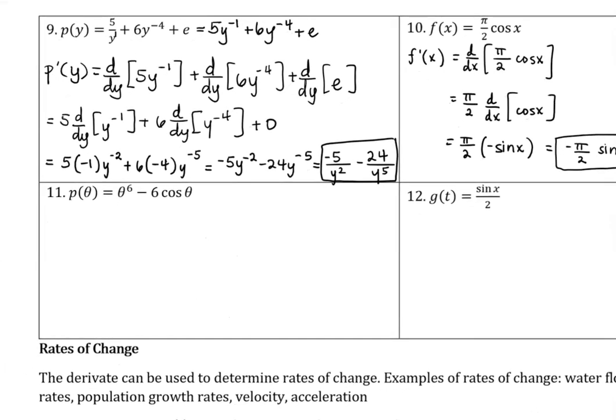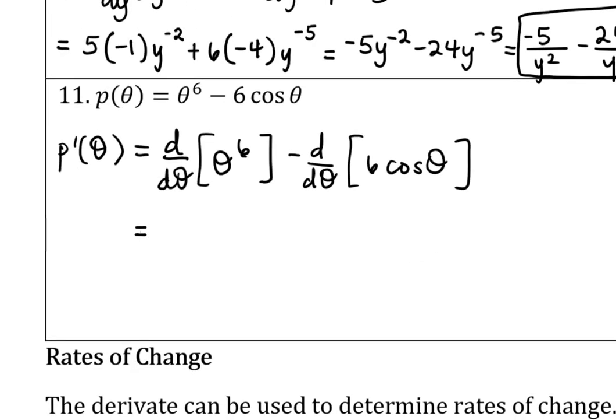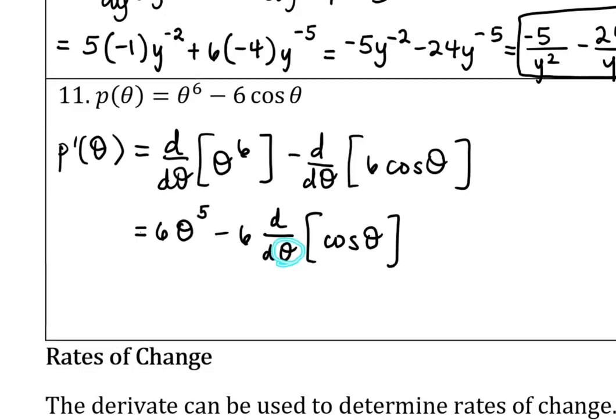In example 11, I will get started by applying the derivative operator to each term. In the first term, I'm going to use the power rule to take the derivative of theta to the 6. I'm going to pull the exponent of 6 down, and the new exponent on theta will be 1 less, which is 5. In the second term, I'm going to apply the constant multiple rule to bring the coefficient of 6 out in front of this derivative operator. Notice that the derivative operator does have d theta, since the independent variable here is theta.